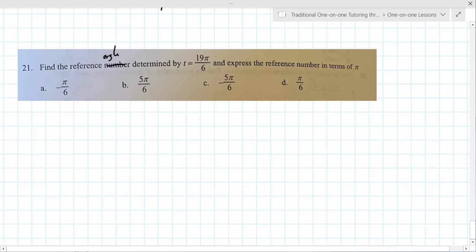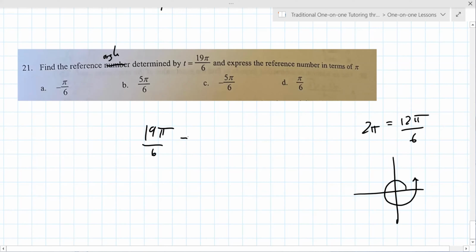You're trying to figure out which quadrant you're in, but you may right away see that this is bigger than 2 pi, because 2 pi is 12 pi over 6, which means you're actually going all the way around the unit circle at least one time, maybe more. So you can always look at its coterminal angle by subtracting 2 pi, which in this case is 12 pi over 6, which gives 7 pi over 6.